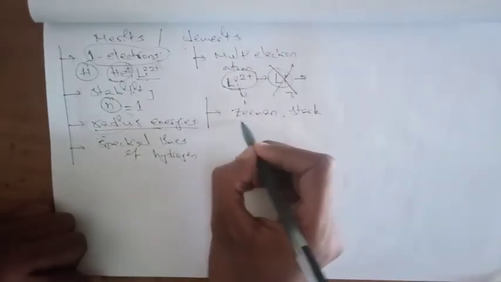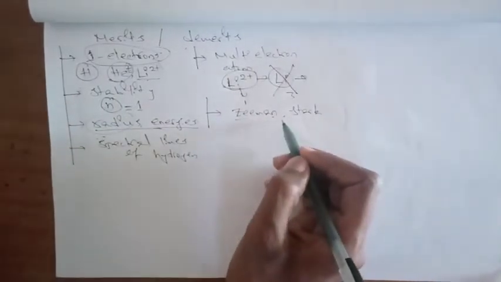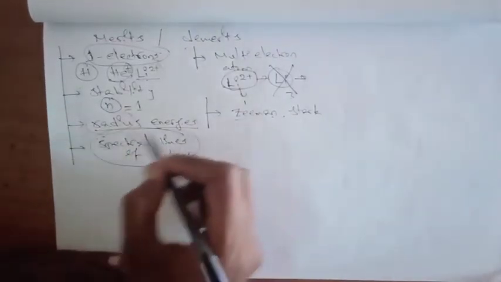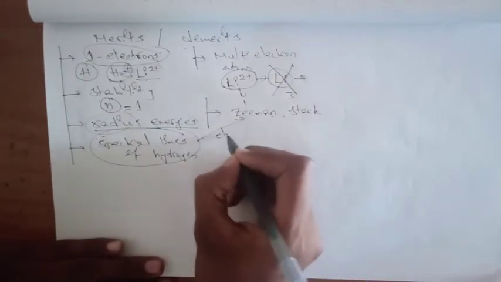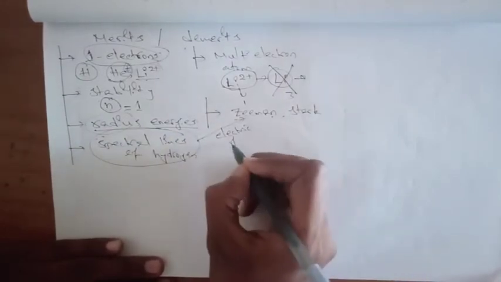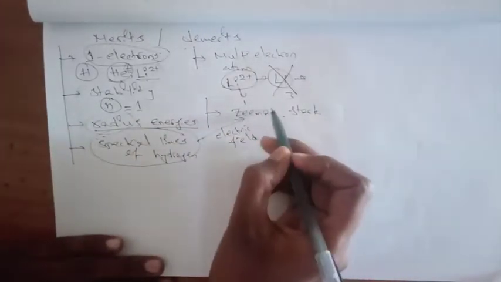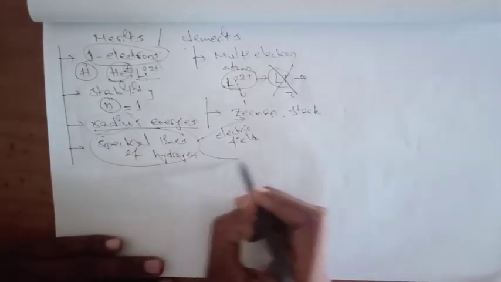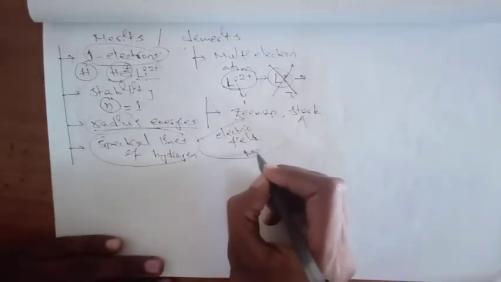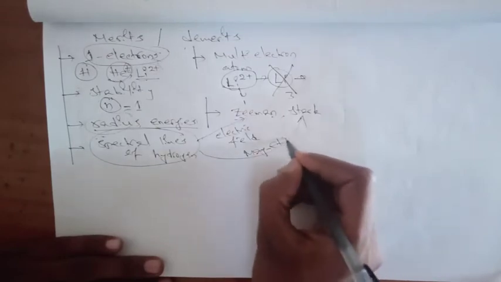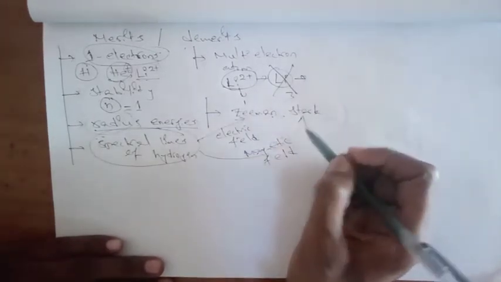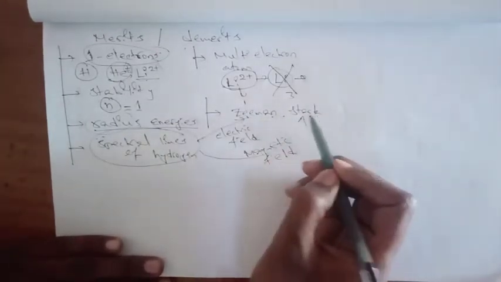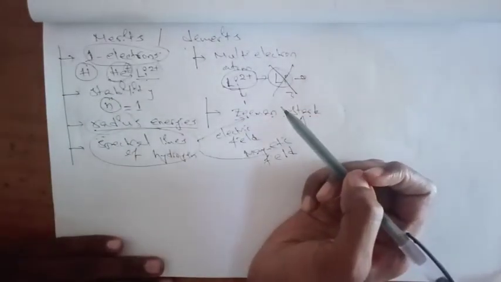If we place spectral lines in the electric field, the spectral lines will split. That is known as the Stark effect, and if placed in a magnetic field, the spectral lines will split, and that phenomenon is known as the Zeeman effect. These two concepts fail to be explained by Bohr's atomic model.